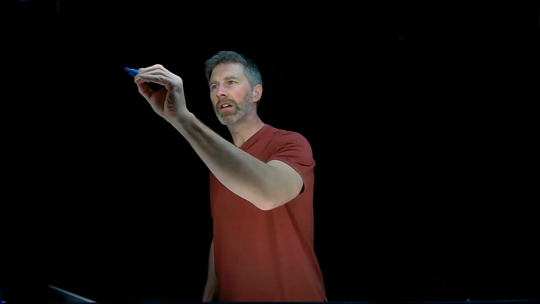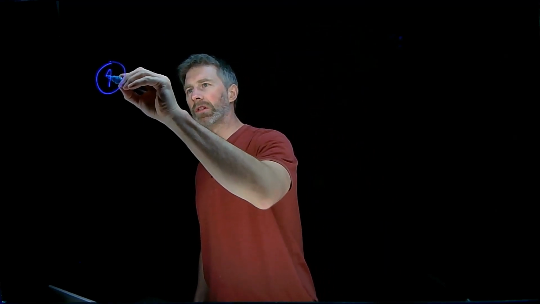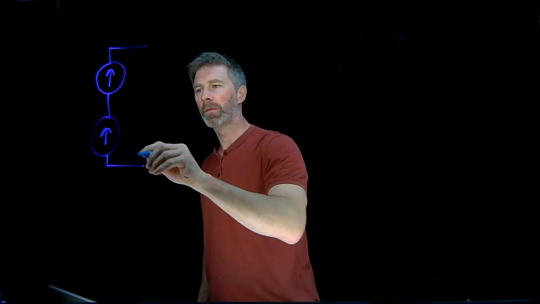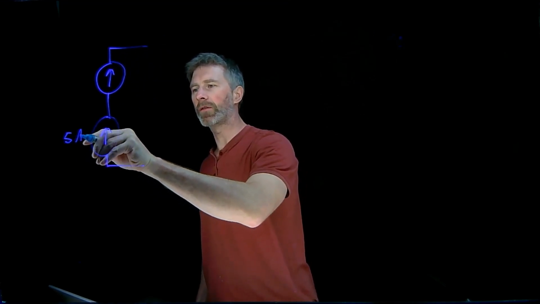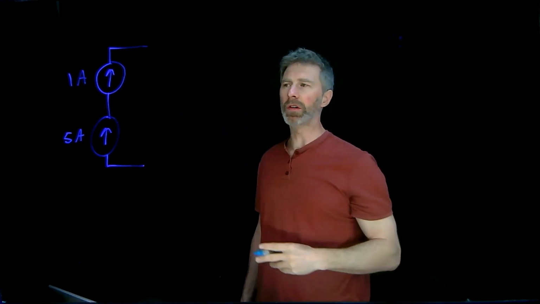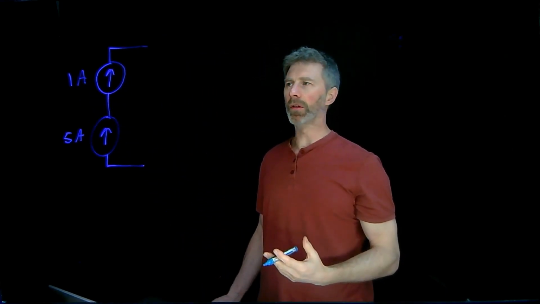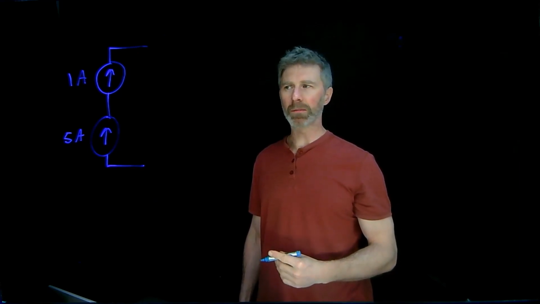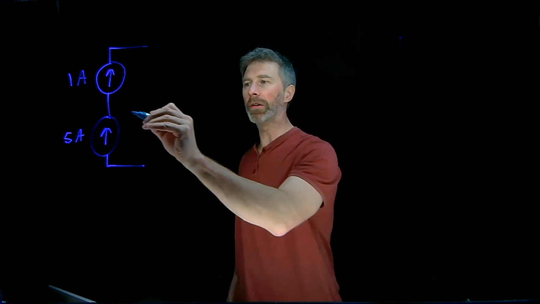One caveat is that current sources can't be placed in series. If this is a 5 amp source and this is a 1 amp current source and they're in series with each other, they have to have the same current through them. But is it 5 amps or is it 1 amp? It can't be both at the same time, so it's hard to say what the current's actually going to be.